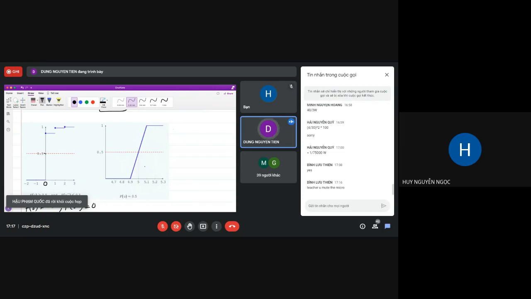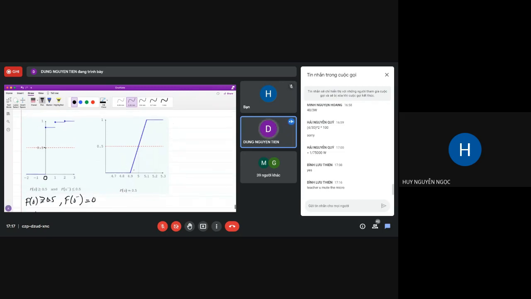For the second example, you can see that you have a continuous function, and at the point 5, F of 5 is 0.5. Okay, and then I can conclude that the median is 5. Okay, that makes sense.